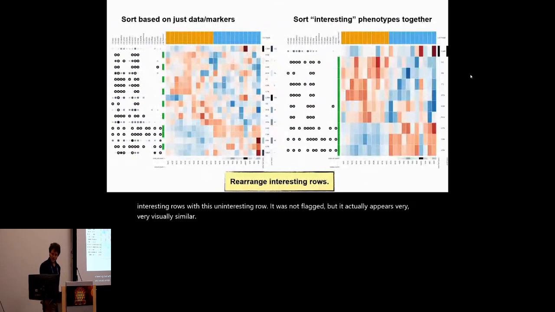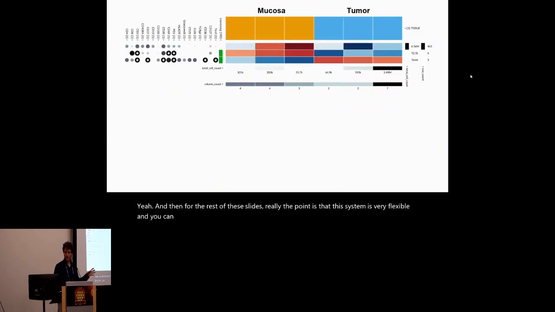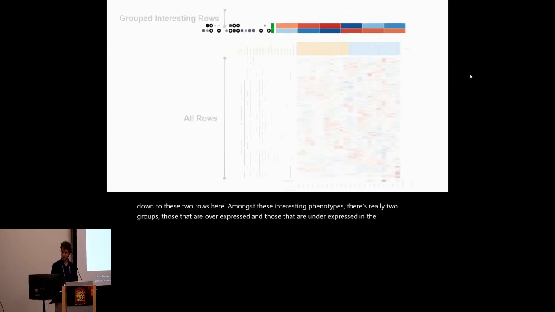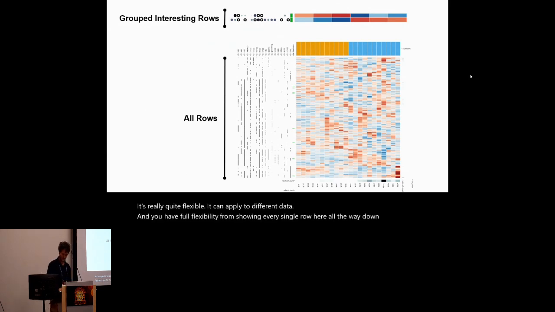And then for the rest of these slides, really the point is that this system is very flexible, and you can take this aggregation to the extremes, right? Here I've aggregated all the way down to these 2 rows. Here amongst these interesting phenotypes, there's really 2 groups, those that are overexpressed and those that are underexpressed in the tumor. And if we bring this back to where we started, this really illustrates what I like about our approach. It's really quite flexible. You can apply it to different data. And you have full flexibility from showing every single row here all the way down to this extremely condensed version.